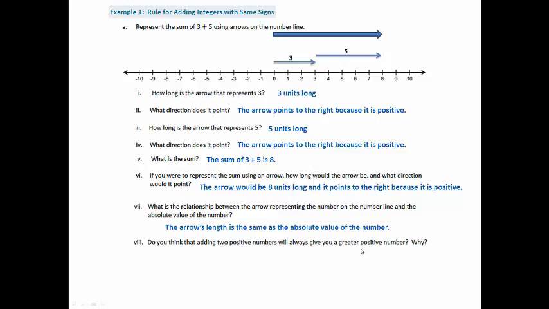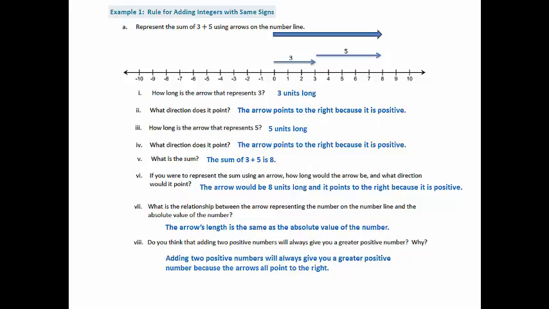Question 8 asks, do we think that adding two positive numbers will always give you a greater positive number? And why? Well, every time we add a positive number, we're going further to the right, and all of our positive numbers are to the right of 0. So yes, adding two positive numbers will always give you a greater positive number because the arrows all point to the right.